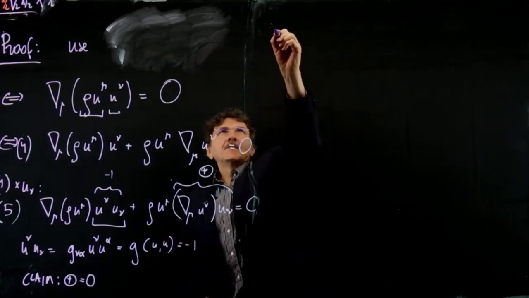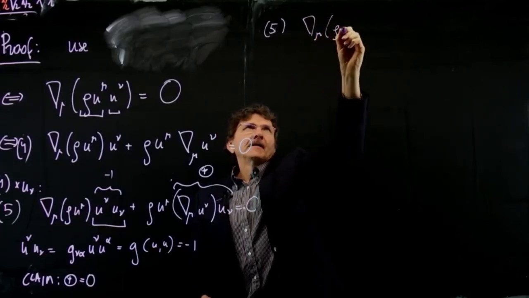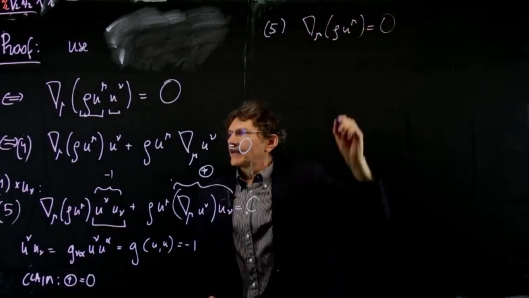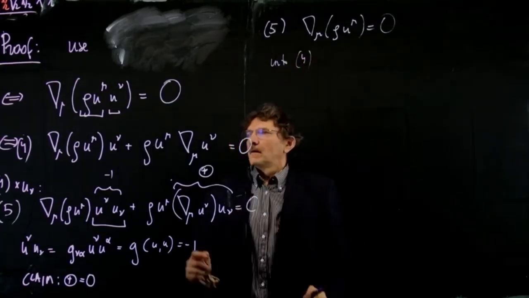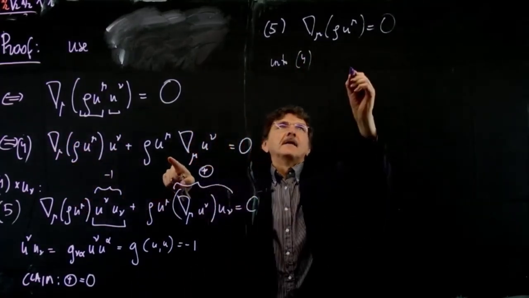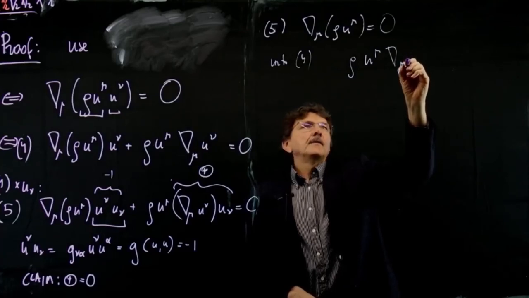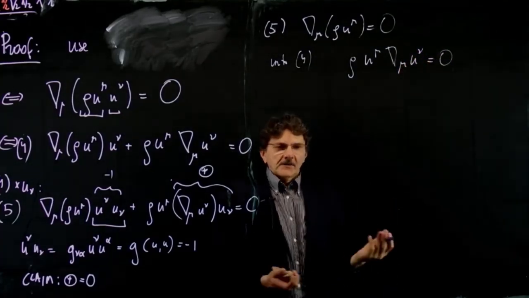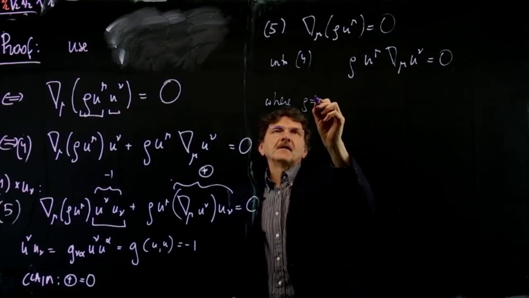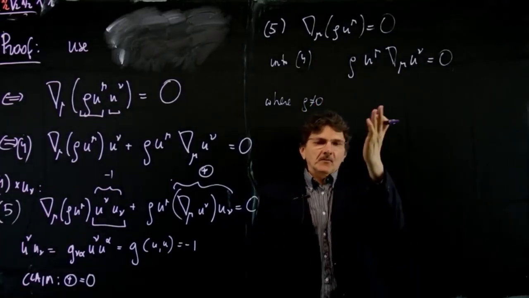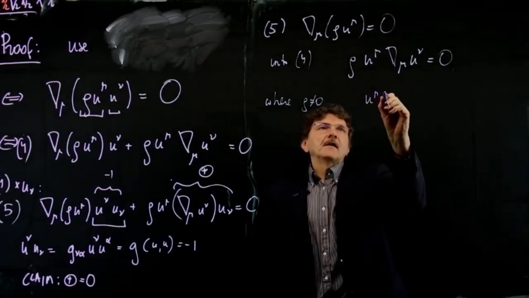Good. So 5 now gives me that this divergence is 0. And that's why I just split it into 2 parts rather than 3. But now if you go back to 4, then this is 0. And I get rho u mu d mu u nu equals 0. And so in the region where rho is non-zero, and that's of course the only interesting region, because who cares what this field is where there is no matter. So where rho is non-zero, we get this equation here.